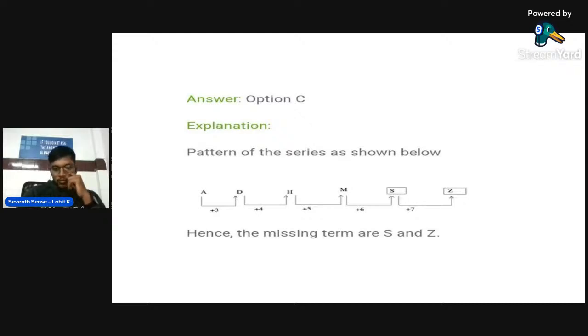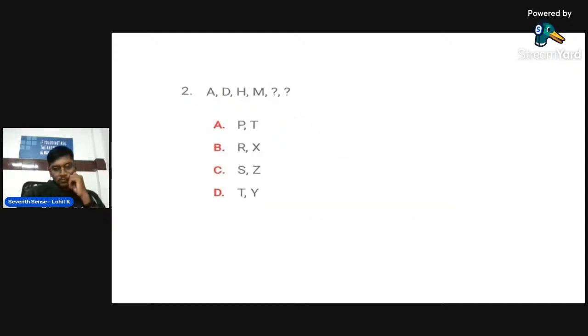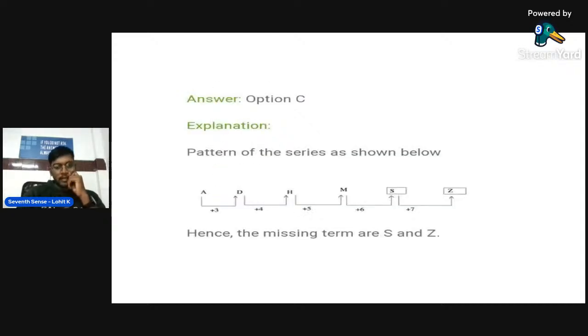So what are they doing? 1 plus 3 is how much? That is D. Okay, and D plus 4 is how much? That is 4 plus 4, right? So 4 plus 4 is nothing but 8, right? So 8 is H. Okay, then again you have to check one more sequence.